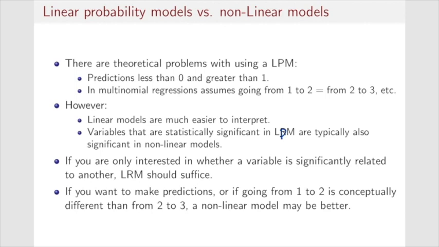If we are only interested in whether a variable is significantly related to the dependent variable, the linear probability model should suffice. If we want to make predictions, or if going from 1 to 2 is conceptually different from going from 2 to 3, a nonlinear model may be better.